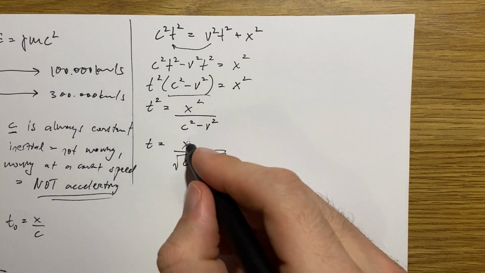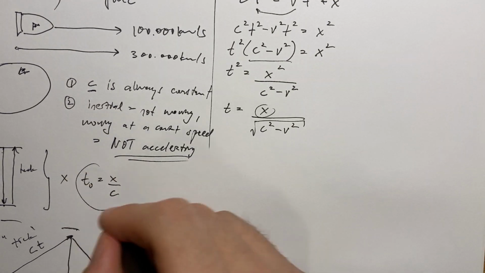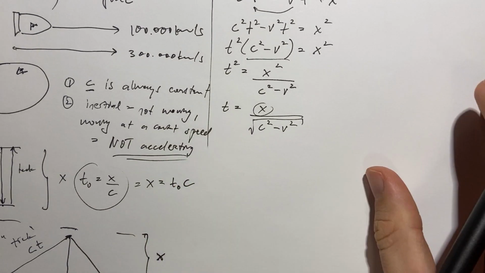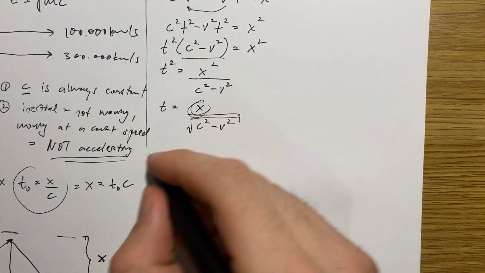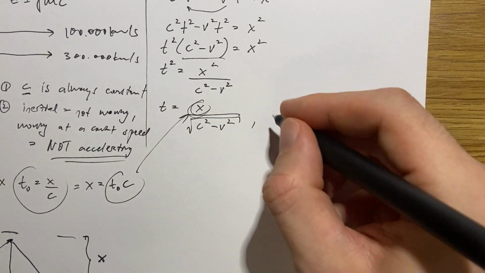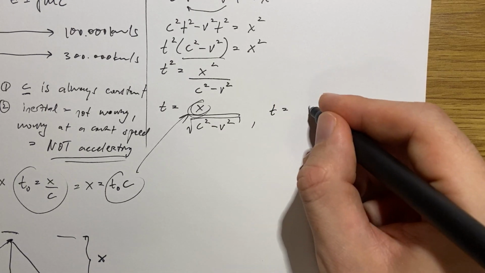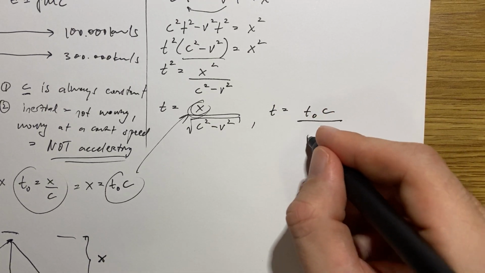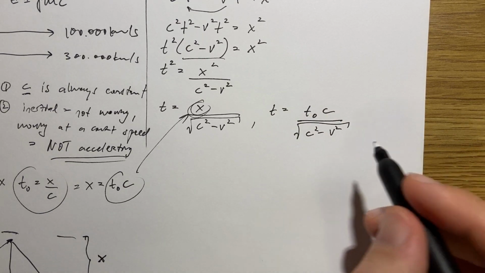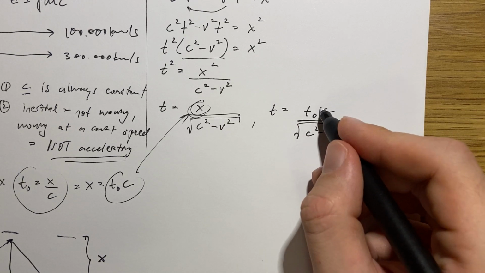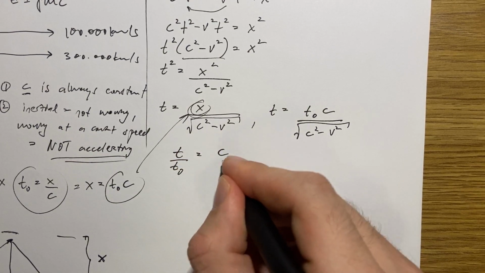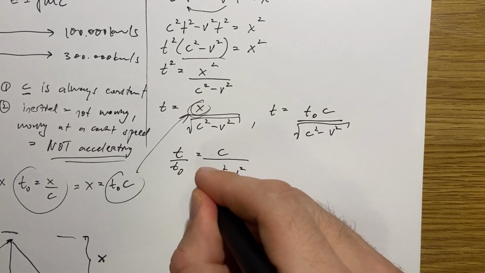But remember that we have x in this expression as well. So x is t naught times c. So let's replace this x with t naught times c. And we will then get t equals t naught c divided by the root of c squared minus v squared. And we can divide both sides by t naught. So this will give us t divided by t naught equals c divided by the root of c squared minus v squared.